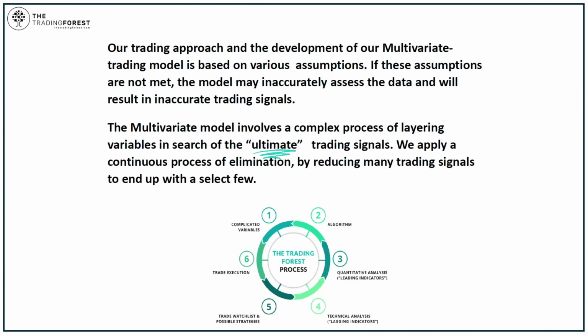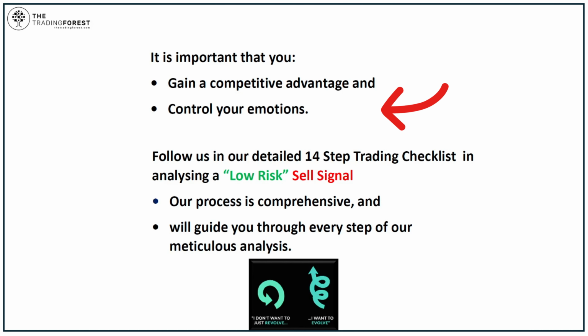Our trading approach and the development of our multivariate trading model is based on various assumptions. If these assumptions are not met, the model may inaccurately assess the data and will result in inaccurate trading signals. The multivariate model involves a complex process of layering variables in search of the ultimate trading signals. We apply a continuous process of elimination by reducing many trading signals to end up with a select few. It is important that you gain a competitive advantage and control your emotions.